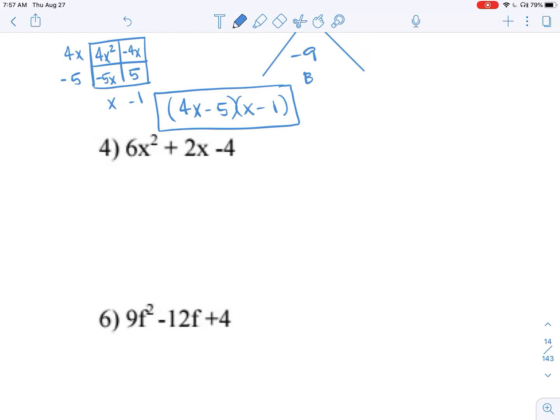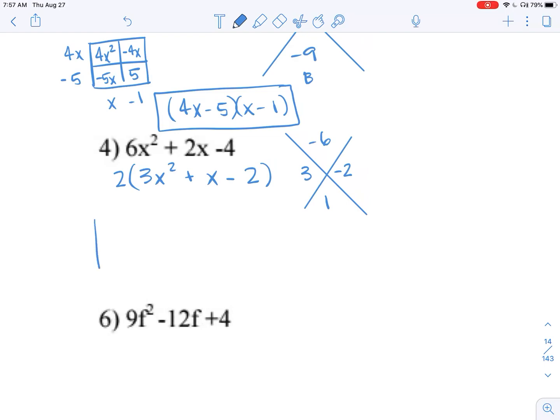All right, here I would always look to see if you can bring something out first. And in this case, we can bring out a 2. So I'm going to bring out a 2, and we'll bring him back later. If I divide everything by 2, I'm going to have 3x squared plus x minus 2. Now this is the piece that I'm going to focus on for my x. So a times c is going to be negative 6 with a positive 1. 3 and 2. We'll get that done, and it'll be 3 minus 2 that gives me that positive 1.